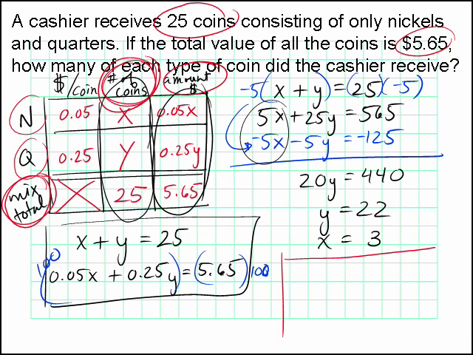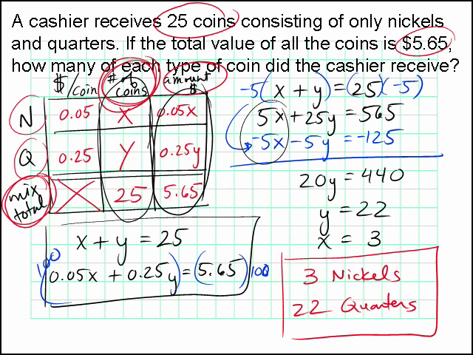So our answer must be, we must have 3 nickels and 22 quarters. And it wouldn't be too difficult to check that those nickels and quarters would add up to $5.65.